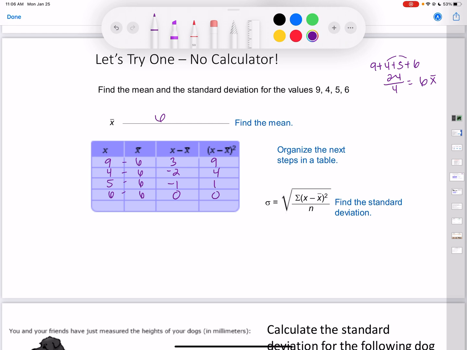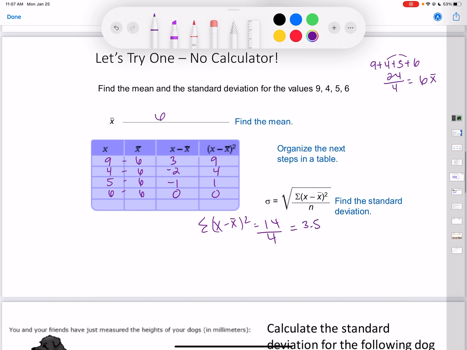Okay, from here, we're going to add those all up. So we want the sum of those values squared. So 9 plus 4 plus 1 is 14. And you're going to divide by how many there are total, which is 4. 14 divided by 4 is roughly 3.5, and I did cheat on that one, so maybe when you get to the harder ones. But I think you guys could do it.